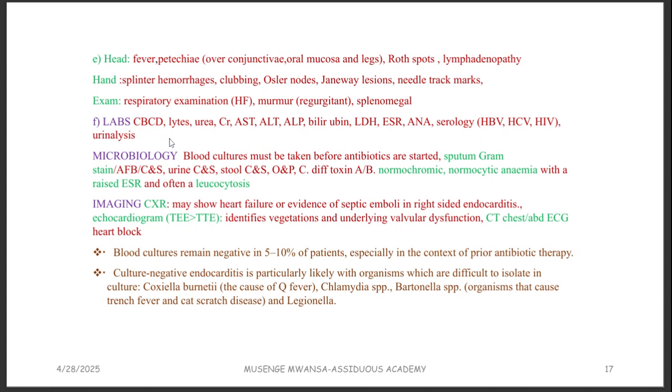On the labs, you also have supportive labs. You have a complete blood count. You just look at the blood, you compare the number of cells, and we are saying there is raised white blood cells, decreased red blood cells. You look at the liver enzymes also. Liver enzymes like AST, ALT, liver function tests like bilirubin, you also look at those.